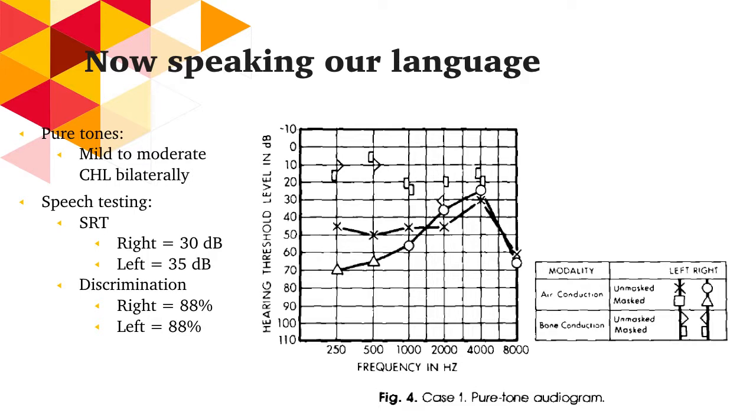And when they did speech testing, her SRTs were 30 dB for the right ear and 35 dB for the left ear, and they didn't say whether or not they masked or how loud the presentation level was. So like I said, you have to take these results with a grain of salt. And then discrimination: again, they did not explain the presentation level or masking, but the patient obtained 88% in both ears.